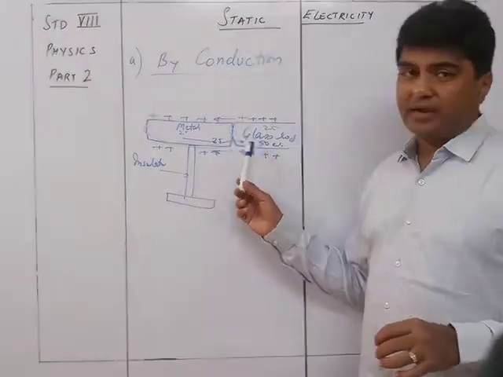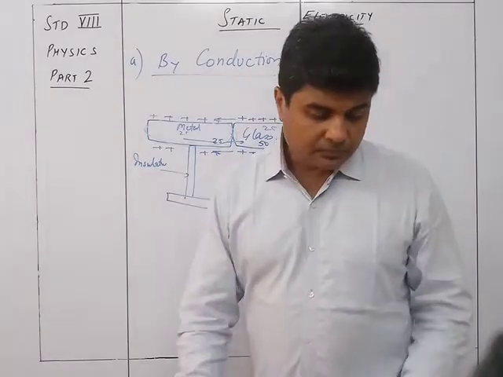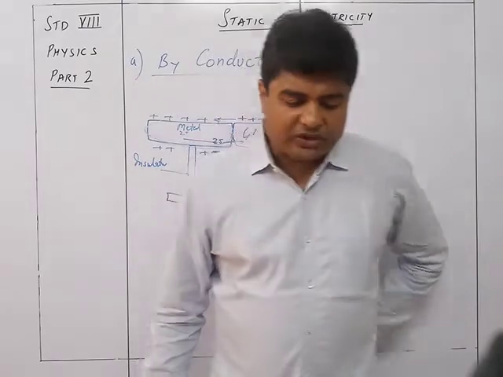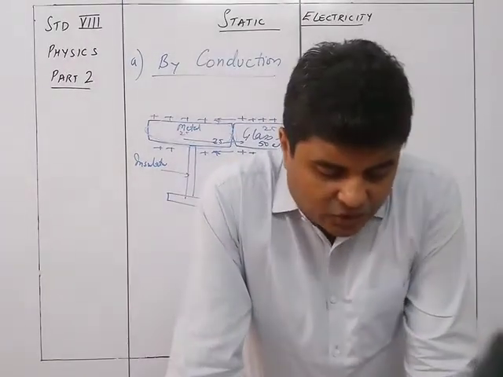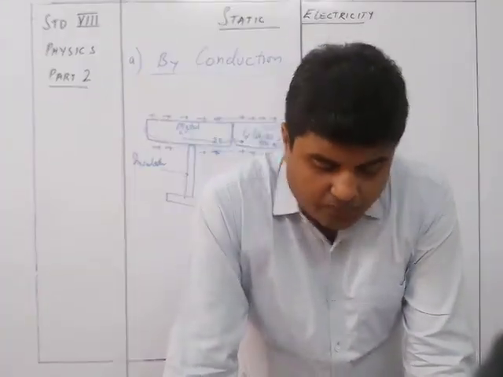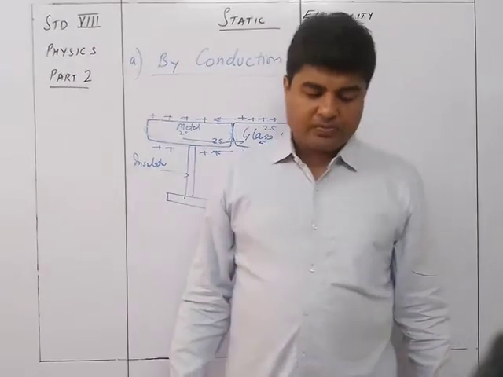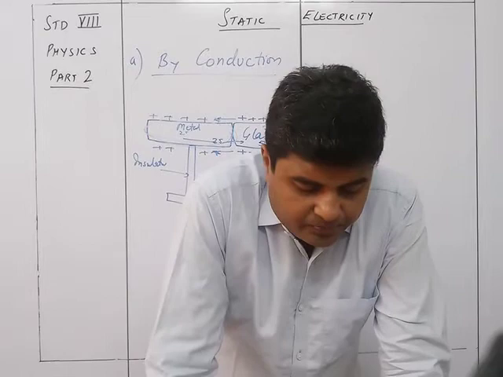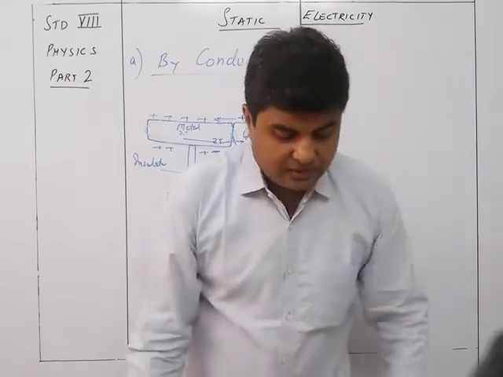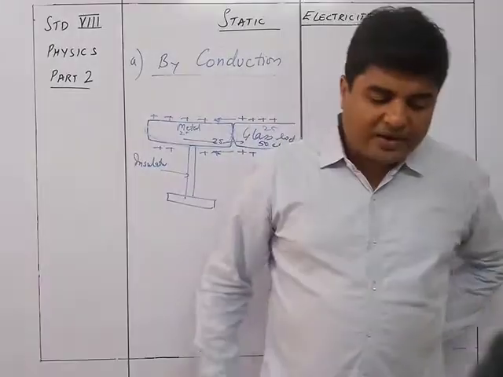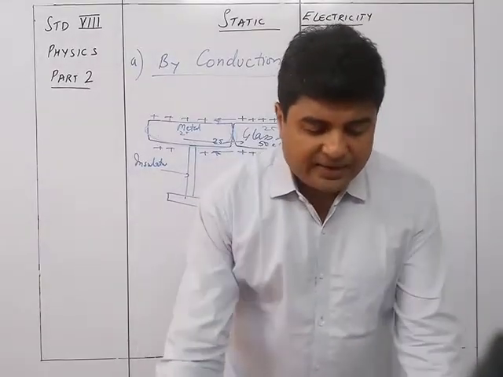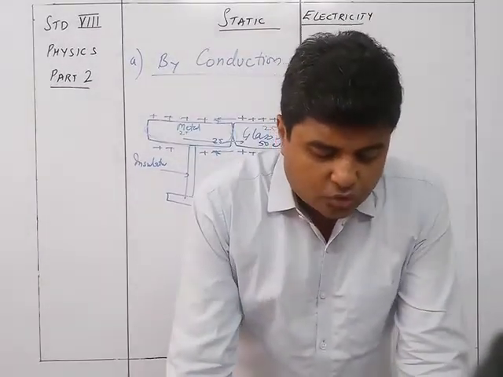If the charged body is negative, the metal becomes negative. So in this method, charging of a conductor by conduction, the conductor to be charged is touched or brought in contact with the charged body. The conductor gets charged by a similar kind of charge as on the charging body. The charge on the charging body is shared by the conductor to be charged.